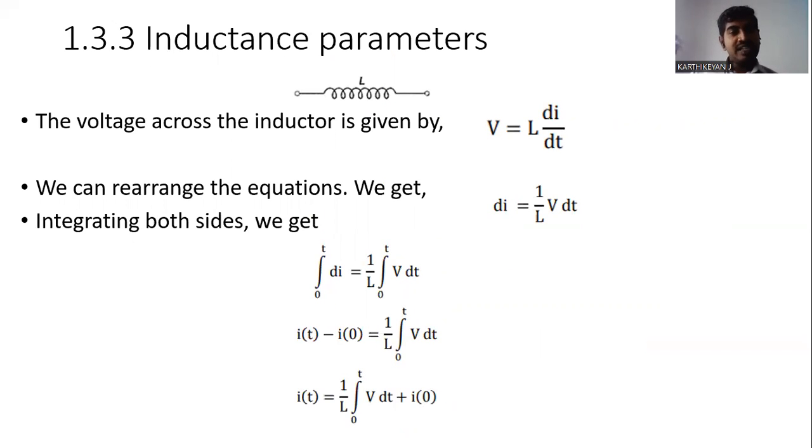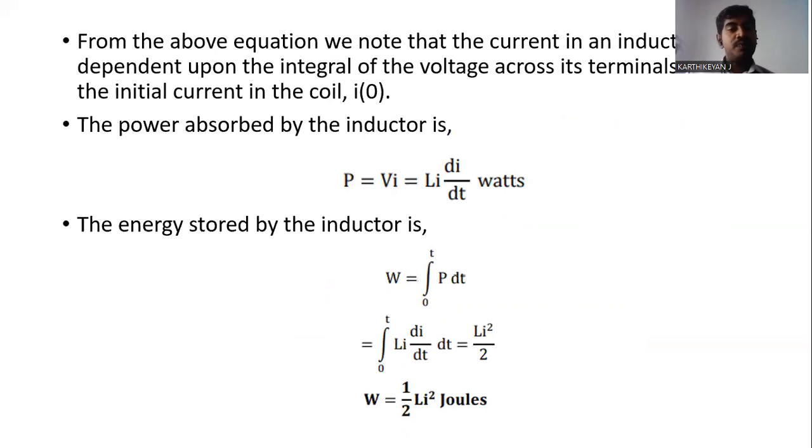Similarly, for the inductance parameter, we know that V equals L into di by dt. From the equation, we can find dI equals 1 by L into V into dt. Integrating on both sides, we get I of t equals 1 by L integral 0 to T of V dt plus I of 0. Power is given by V into I, that is L i di by dt. The energy stored in the inductor is given by integrating P dt. We get W equals half L I squared. These are the parameters R, L, and C, that means resistance, inductance, and capacitance.